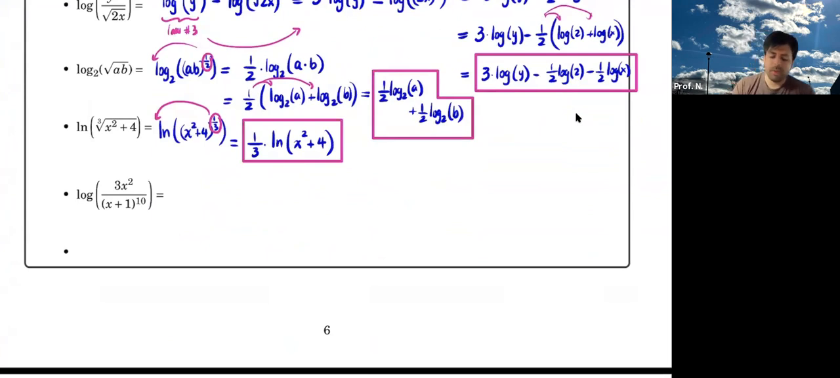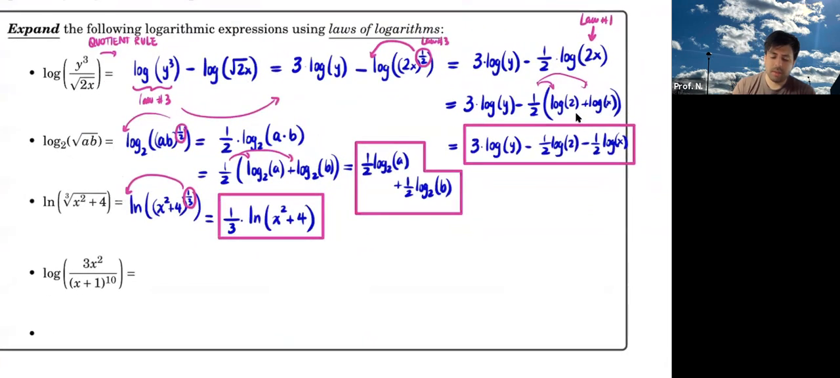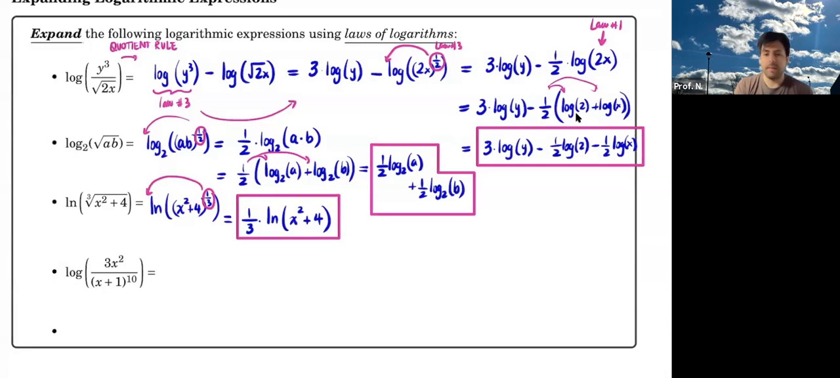All right, are we good so far? Everything is okay? Any questions about expanding using laws?